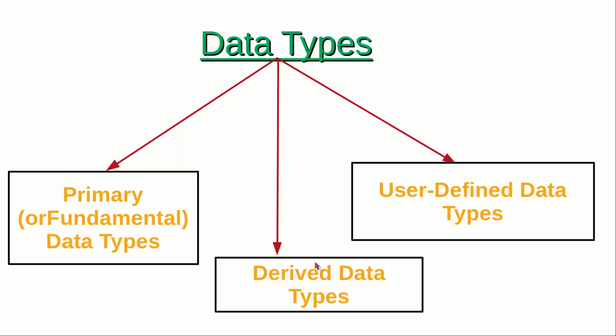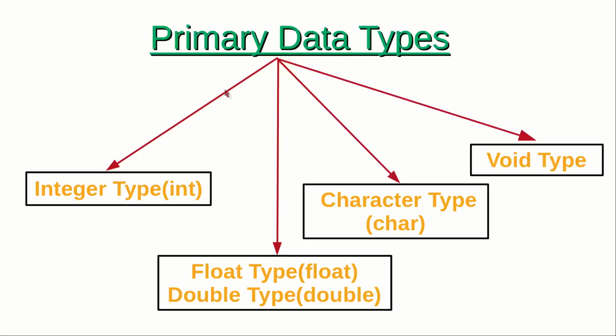However, for now, I will give you examples for derived data type. Array, pointer, and structure are some examples of derived data type. Now let's proceed to talk about primary data type, which is also called fundamental data type. The primary data type is divided into four types: integer type, float type, character type, and void type. So now let's move to talk about integer type.